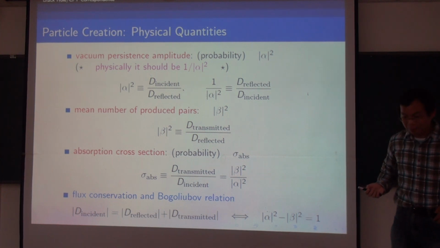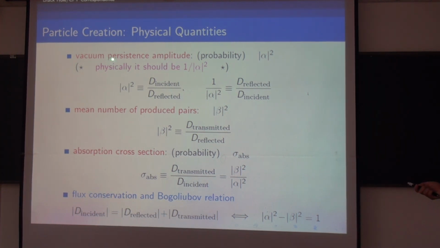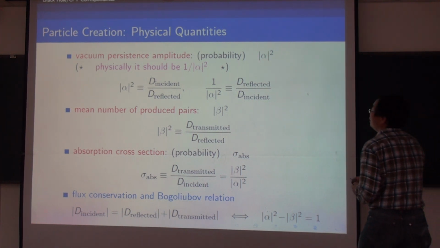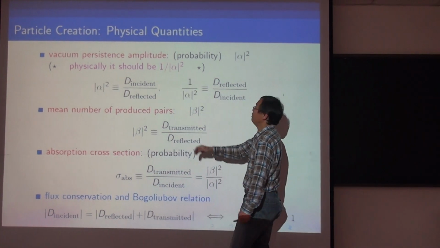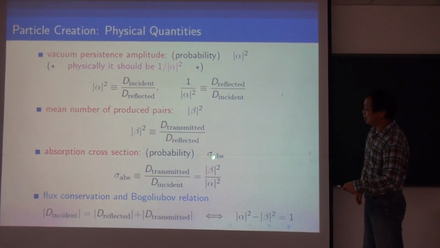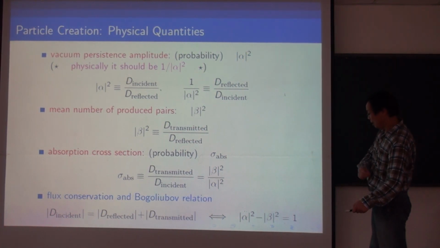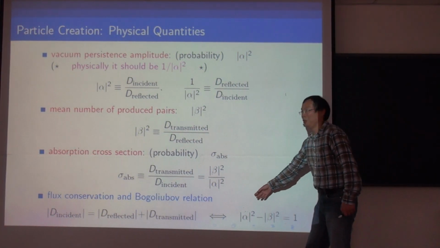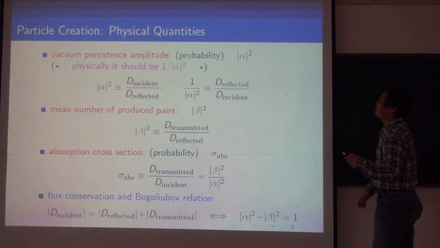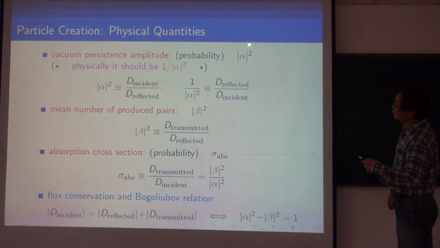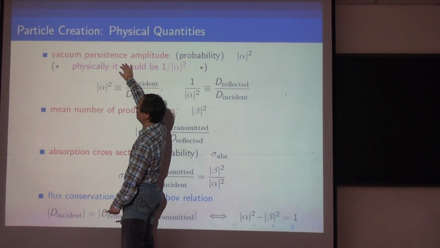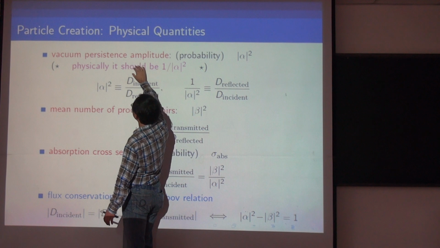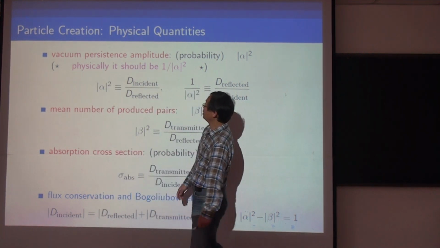But historically, when I checked another paper, people call alpha squared the vacuum persistence amplitude. Physically, the value should be 1 over alpha squared. But why do people use alpha? Because alpha and beta are mapped to the Bogoliubov coefficients, so it's more convenient to use alpha squared. But the physical interpretation should be 1 over alpha squared, the vacuum persistence. In the literature, people also call alpha squared the vacuum persistence.